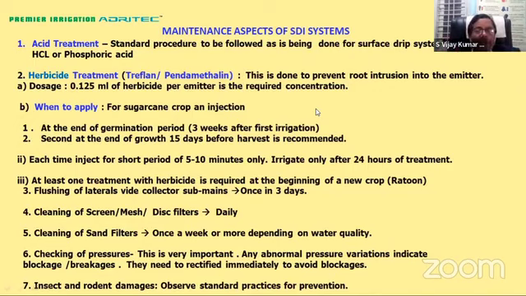Now, an additional treatment that comes in over here is an herbicide treatment. Either you can use pendimethalin or Treflan. Treflan, I think, now is banned in India. This is basically to prevent root intrusion into the drip line, because the orifices are there and the roots will come in search of water. So that area will be protected with the help of this herbicide treatment. And typically the dosage is 0.125 ml of herbicide per emitter at the required concentration. I will even show you the calculation.